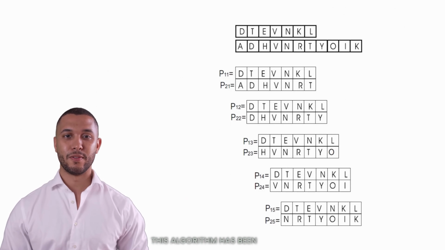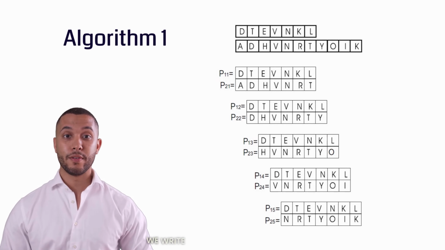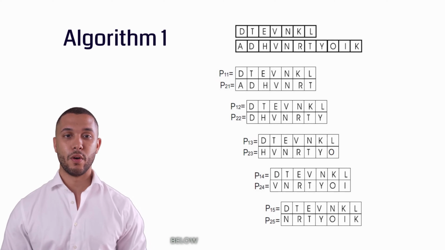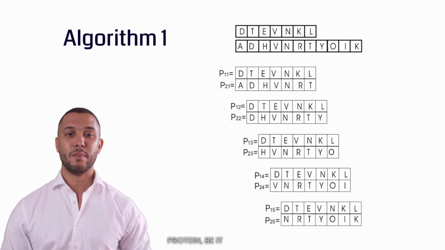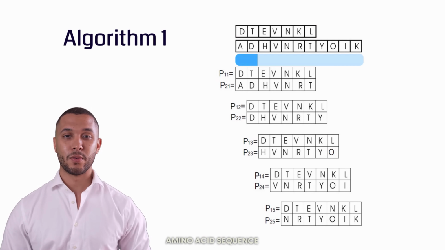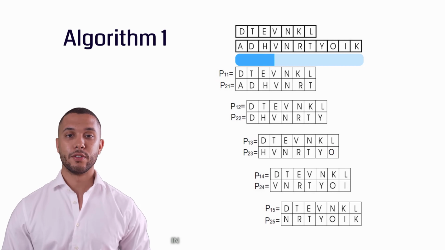This algorithm has been developed to search for protein sites responsible for protein interactions. We write the amino acid sequence of the protein under study in a line as vector 1. Below, we write a shorter sequence that corresponds to a certain domain of the protein, be it an alpha-helix or a disordered region, and we also write it as the second vector in a line. The shorter amino acid sequence of one-dimensional array P2 moves along the longer amino acid sequence of one-dimensional array of the protein P1 with some step. In our example, the step is equal to 1 amino acid.